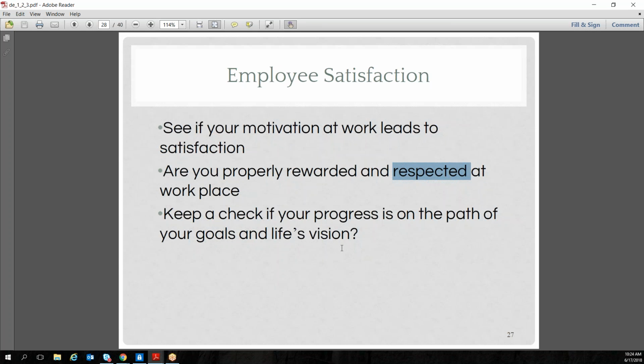Final thing, keep a check on whether your progress is on the path of your goals and life's vision. How do you achieve this starting from college? My question to you guys is, why did you opt for management? What are the answers? Why did you opt for management?